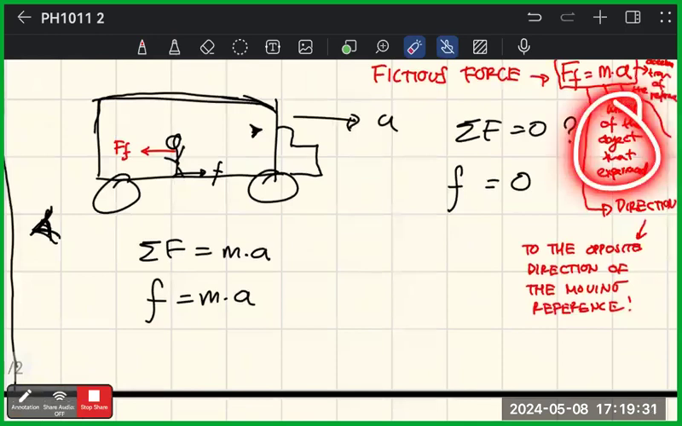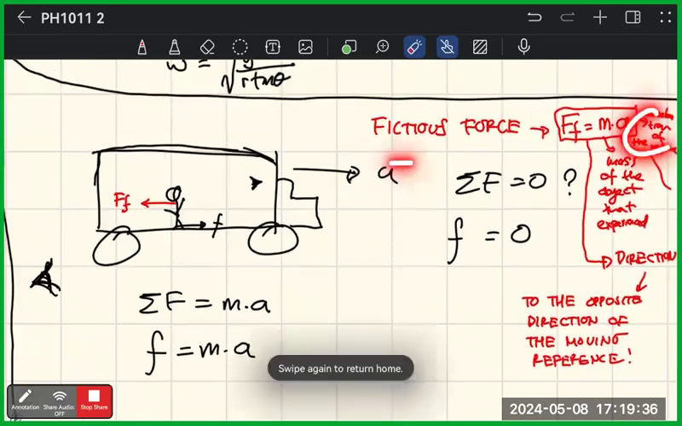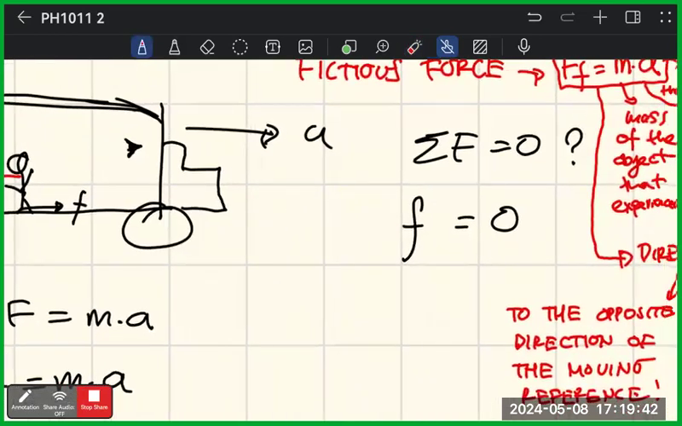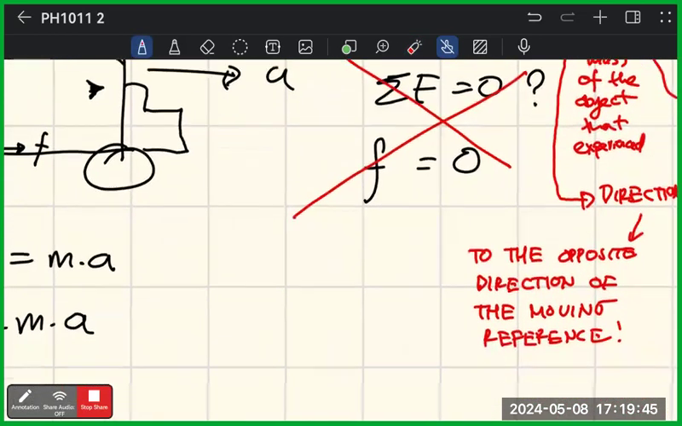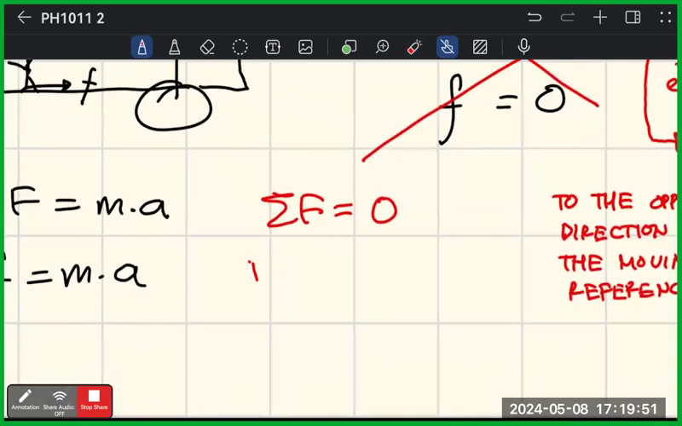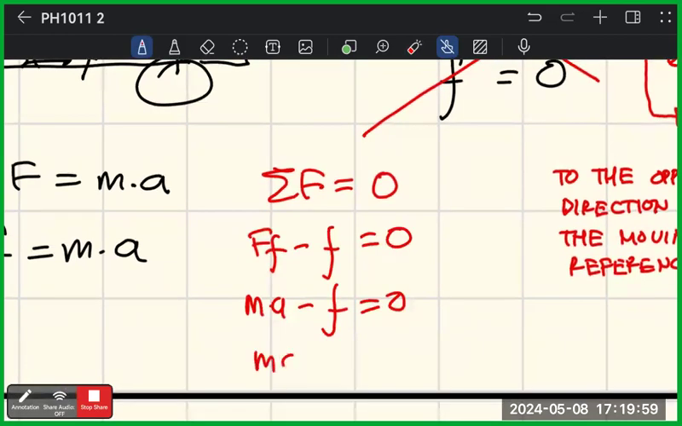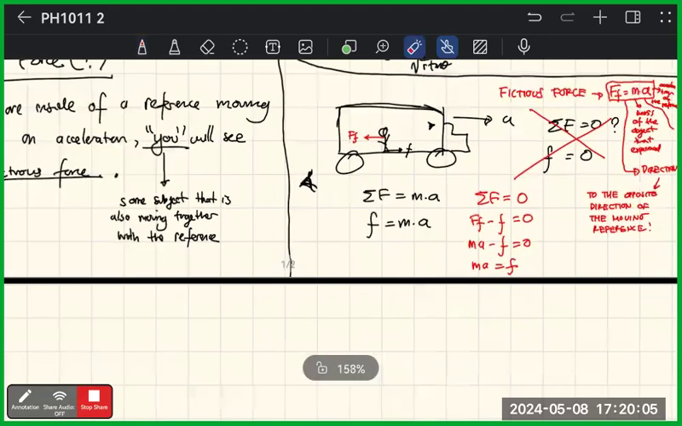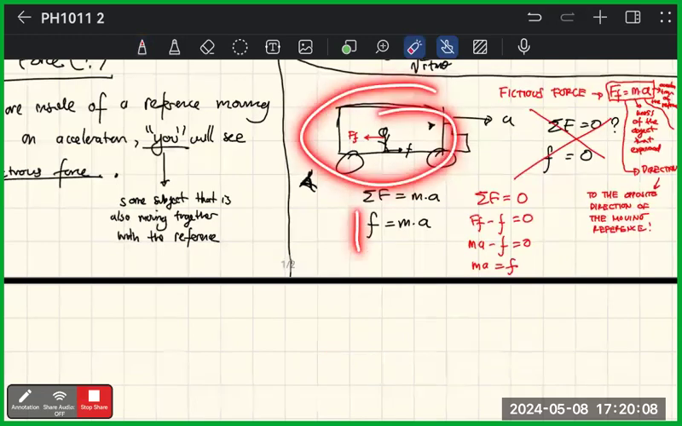So m is the mass of the object that experiences the fictitious force, and a is the acceleration of the moving reference, because this is the moving reference, right? So it's not 0, this is incorrect, but you have the sum of the forces equals 0, yes, but you have a fictitious force, negative the friction force: ma minus f equals 0. So ma will still be the same as if you're observing it outside of this reference. So it's going to be the same, right? It's consistent. It's physics.